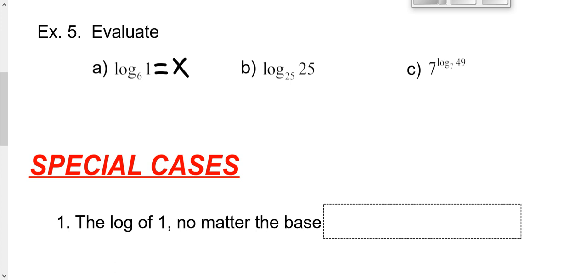So move the base. I hope it becomes your second instinct now. By moving the base of the log, you have 1 on the left and then 6 raised to the power of x on the right. And if you look at this, 6 raised to the power of what gives you 1? Well, obviously x has to be 1.